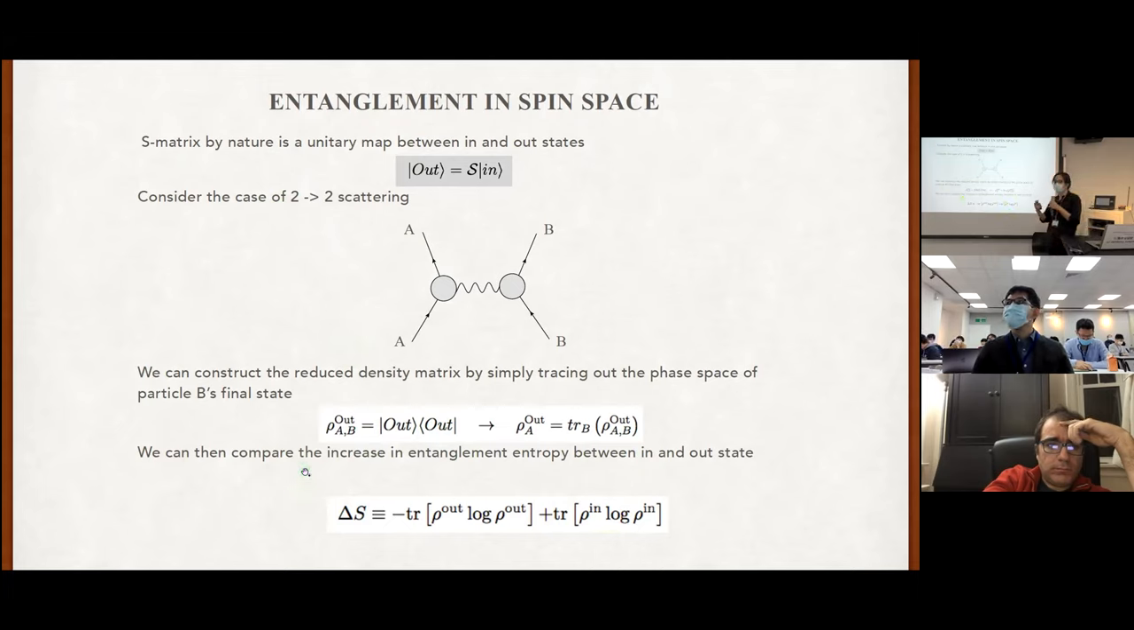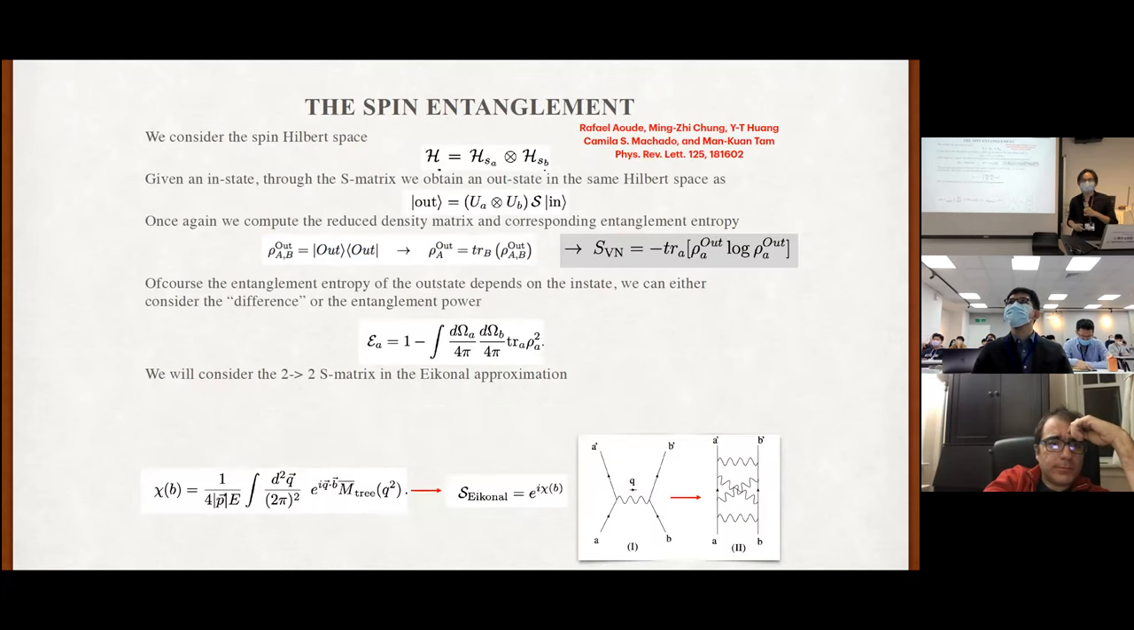And that gives you the information of how much entanglement is generated through this process. Naively, you would think that the difference, first of all, should always be positive, and second of all, it's non-zero, because just this diagram, these two objects are coupled to each other through this interaction. Okay, so this is our expectation. So let's go ahead and see if this is true.